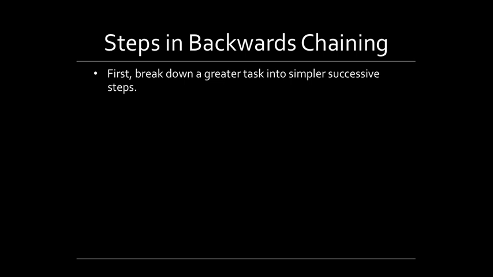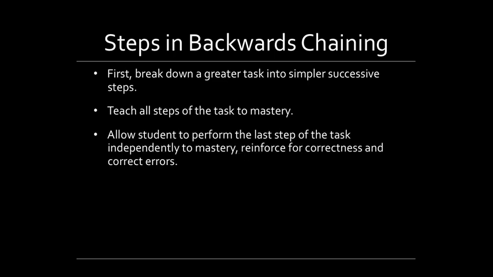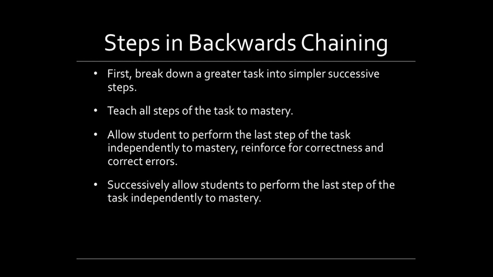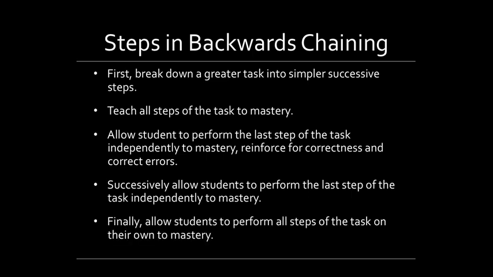The steps in backwards chaining. First, break down a greater task into simpler, successive steps. Teach all steps of the task to mastery. Allow students to perform the last step of the task independently to mastery. Reinforce for correctness and correct errors. Successively allow students to perform the last step of the task independently to mastery. Finally, allow students to perform all steps of the task on their own to mastery.